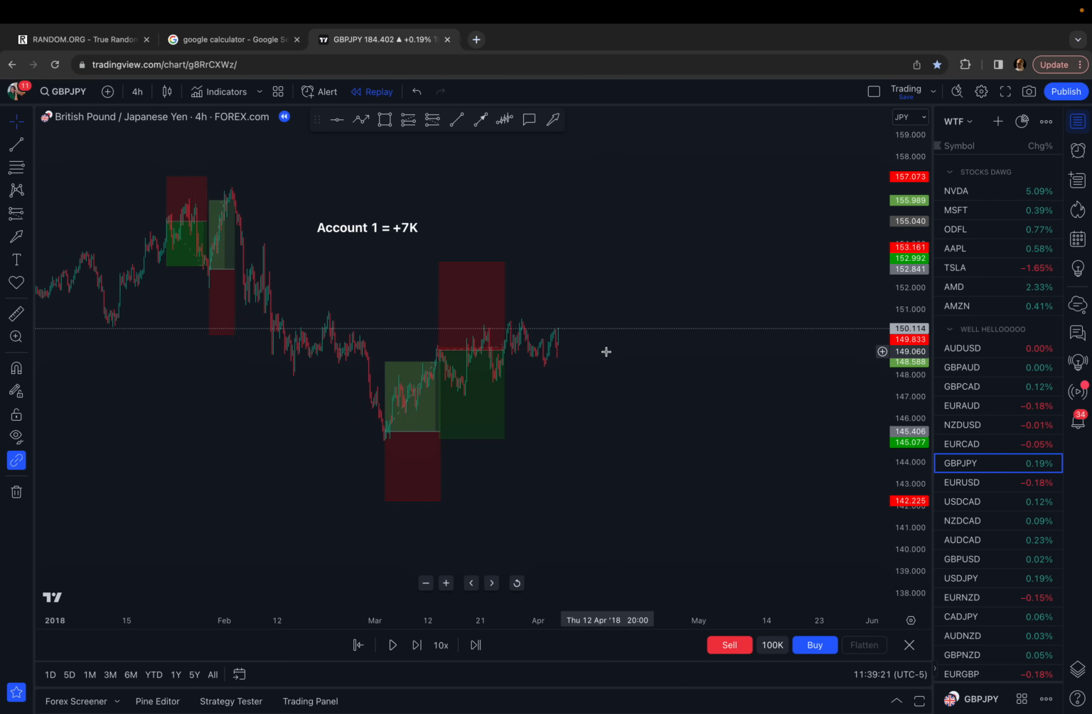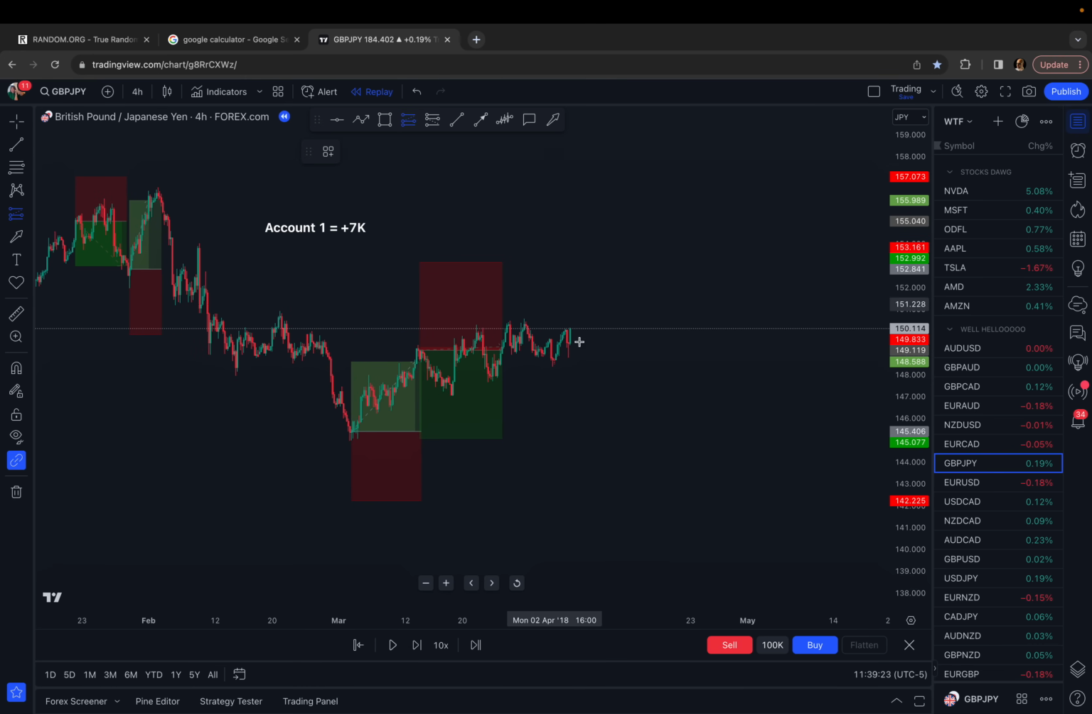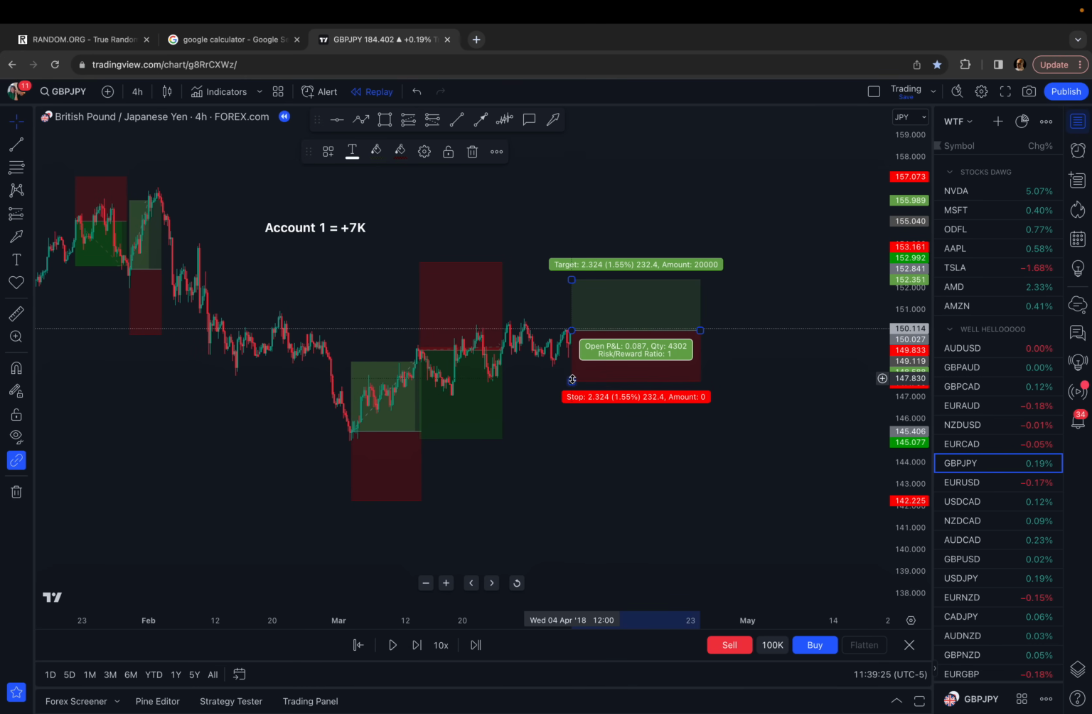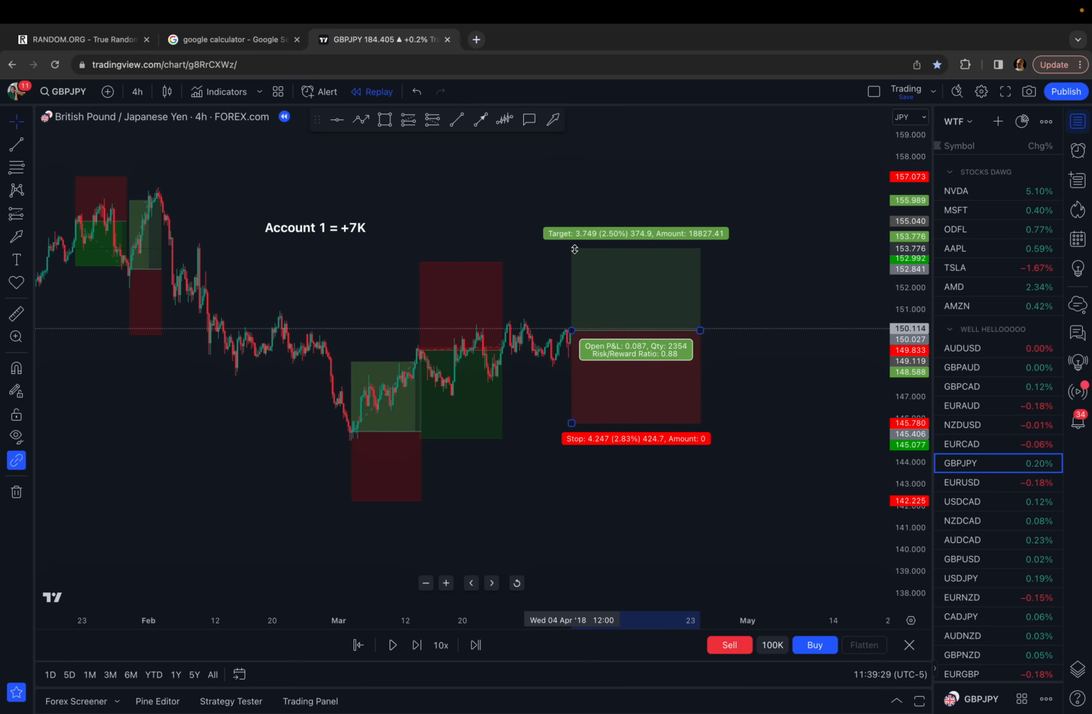Yeah, so now I think this is actually going to go up. So what I'm going to do here is buy, put a stop loss below all these lows, really nice and far, and a gratuitous target all the way up here at a 1-to-1.